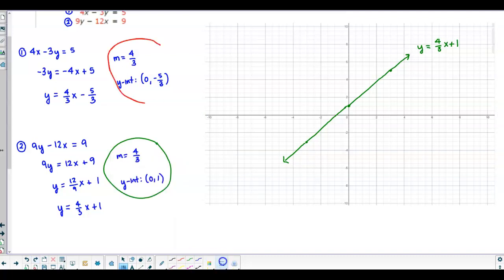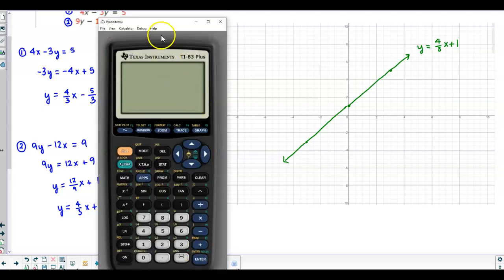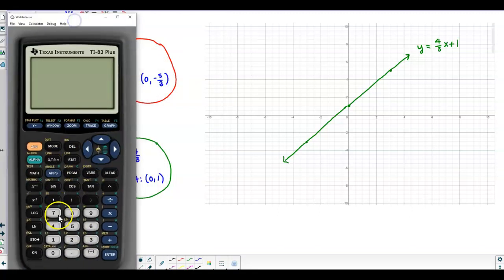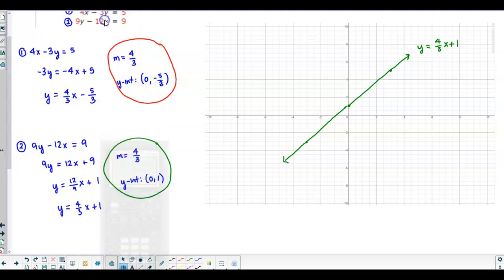Okay, let's graph the next one. So in this one, we have negative 5/3. So what we may want to do is take a look on the calculator. What does negative 5/3 look like on our calculator? Well, if we take negative 5, divide that by 3, we get about negative 1.7. So that means we're going to take 0 and go down to about negative 1.7.